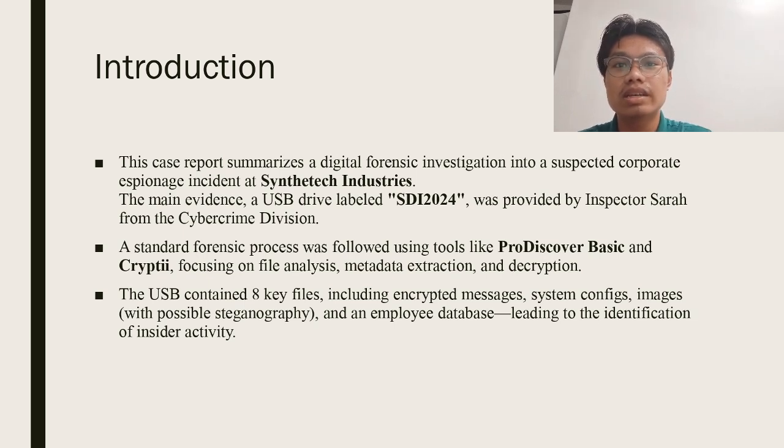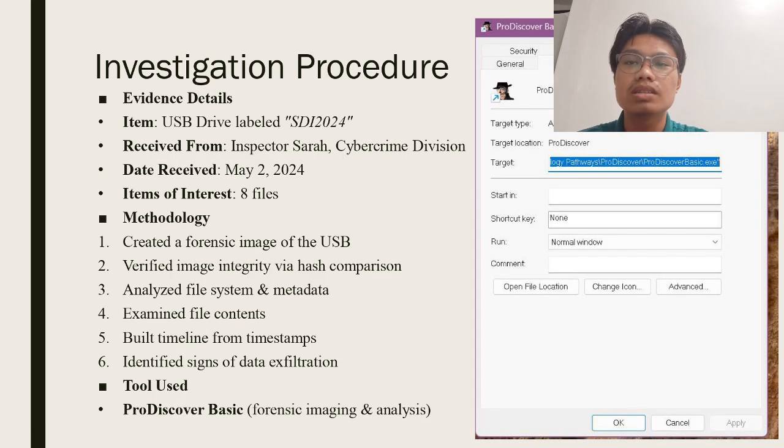The USB contained 8 key files, including an encrypted message, system configuration, an image with possible steganography, and an employee database, also leading to the identification of insider activity. So, the investigation procedure: the evidence details.